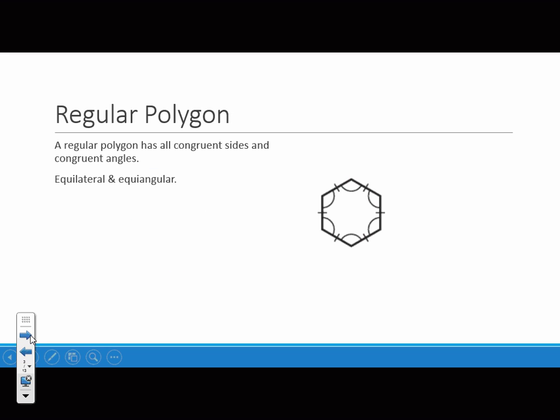Next big vocab that we need to know is what a regular polygon is. A regular polygon has all congruent sides and all congruent angles. So it is equilateral and equiangular. That's very important for us to know. So we're going to be working with convex a lot, and we're going to be working with regular polygons. So regular, all sides and all angles are congruent.